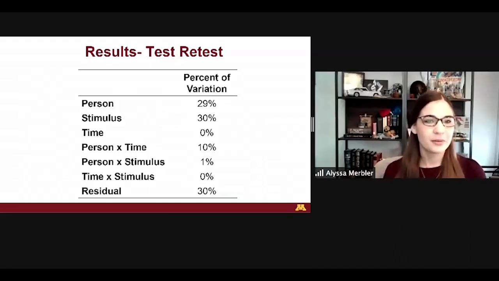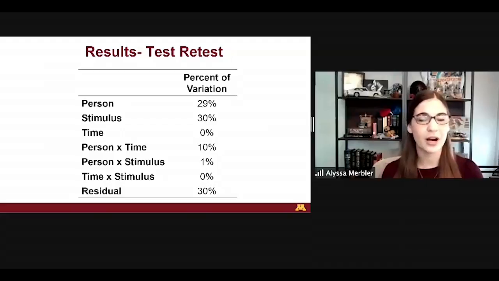So first are the results of the test-retest. So overall, 70% of the variance in reactivity score was systematically accounted for. 29% of that variance was accounted for by the individual. So people who score high tend to score high across all the stimuli and time points. 30% of the variance was accounted for by the stimulus. So reactivity scores differed by that specific stimulus, such as cool scores being lower than repeated scores.